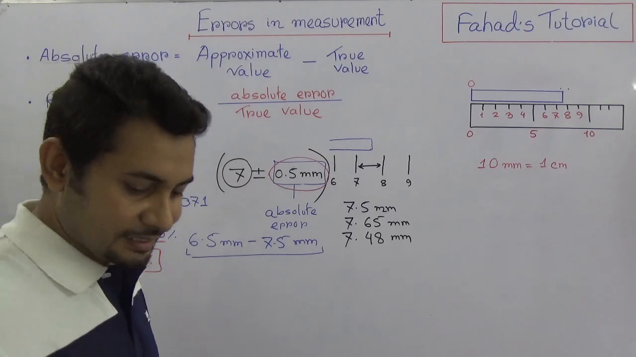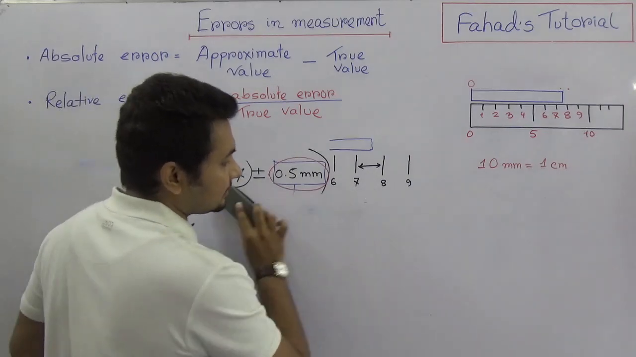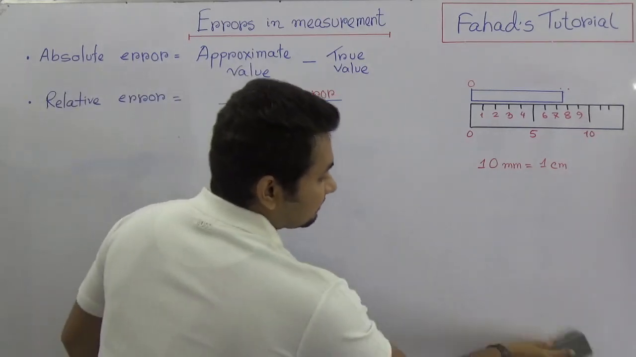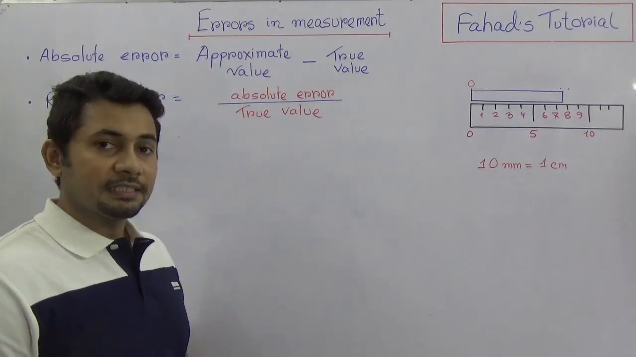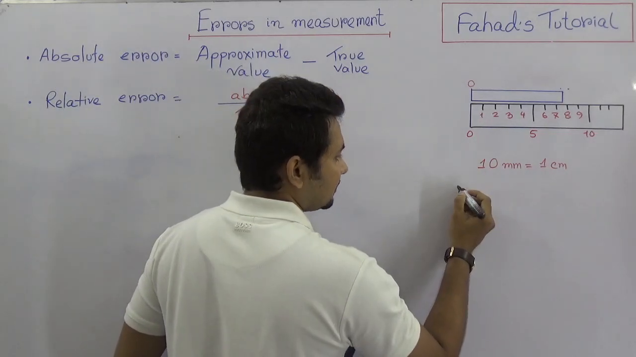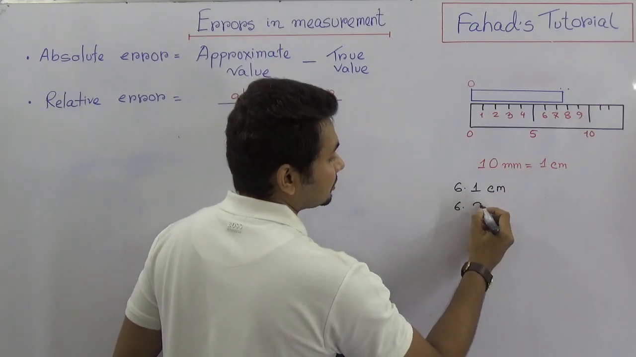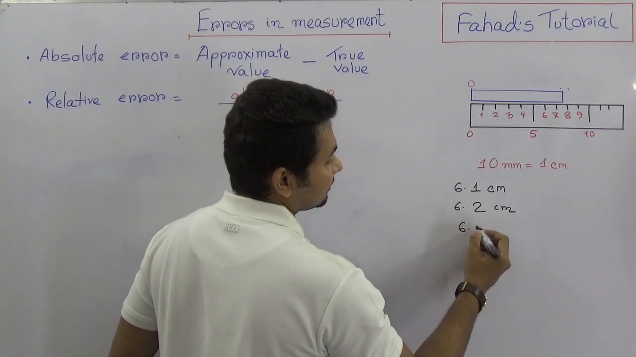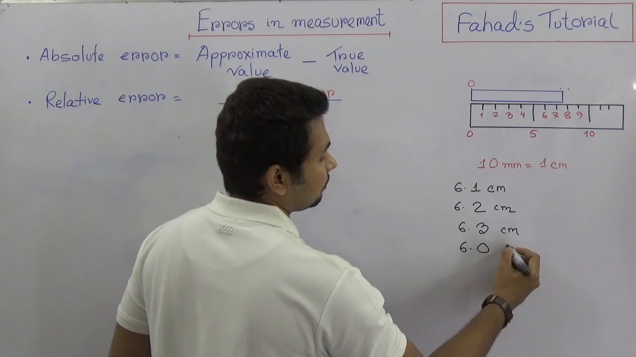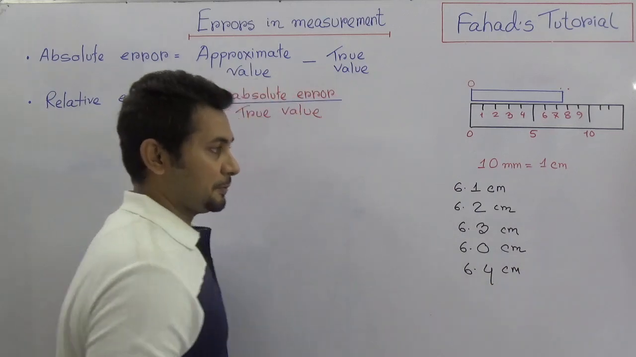Okay? Let's take some examples of these. This is the easiest one that I have explained to you, and think about how to do it. Suppose we are measuring something 5 times. Suppose first time we got 6.1 centimeter, second time 6.2 centimeter, third time 6.3 centimeter, fourth time 6.0 centimeter, and the fifth time 6.4 centimeter.